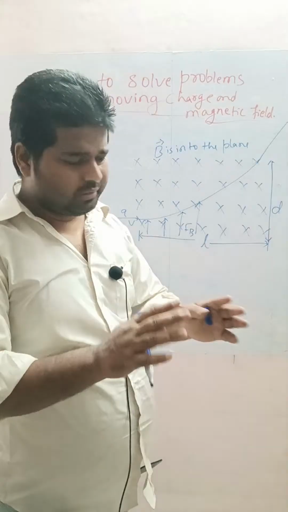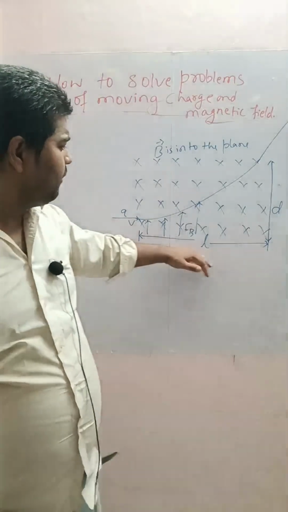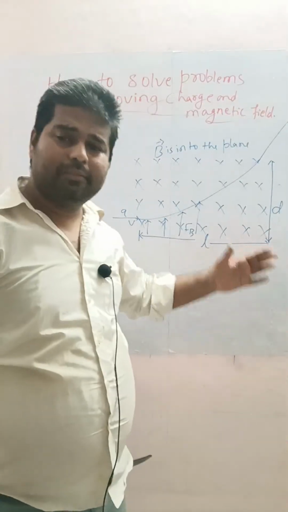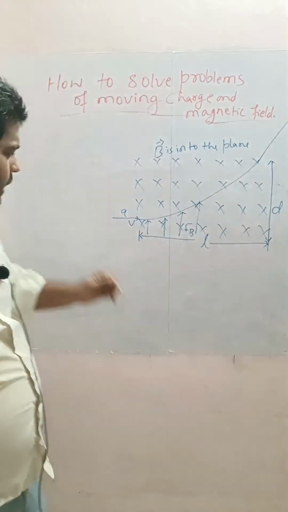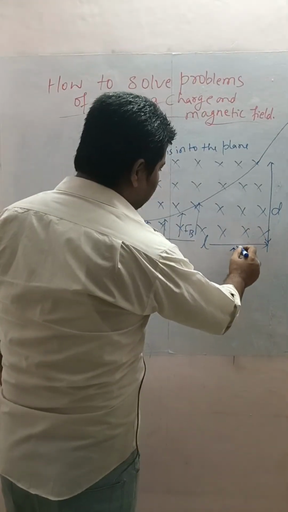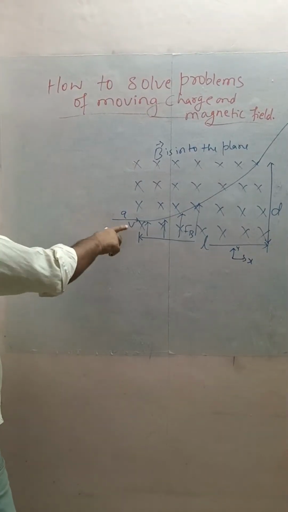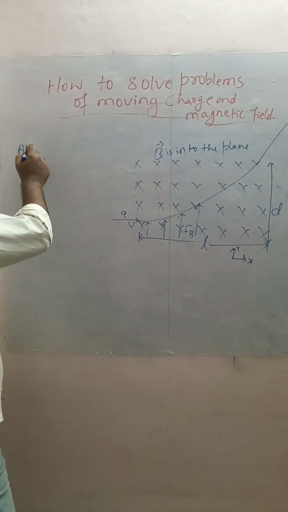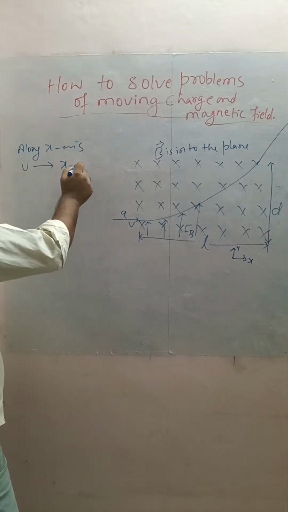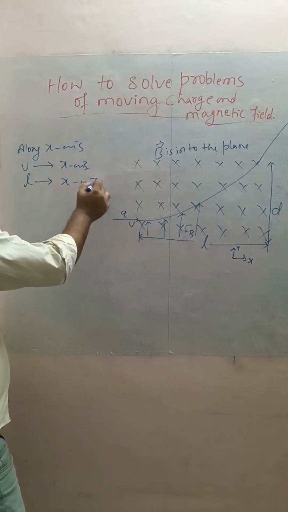There are three concepts in this question. The first is magnetic field, which feels magnetic force. Second is vectors, and third is motion in a plane. Remember one thing: I'm taking this as x and this as y. This is x and this is y. Let's see. Velocity along the x-axis. What do you have along the x-axis? v is along the x-axis. L is along the x-axis.